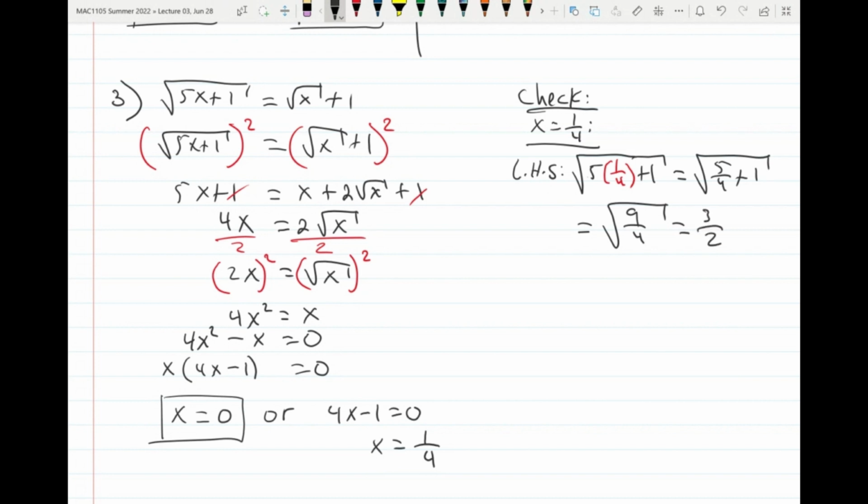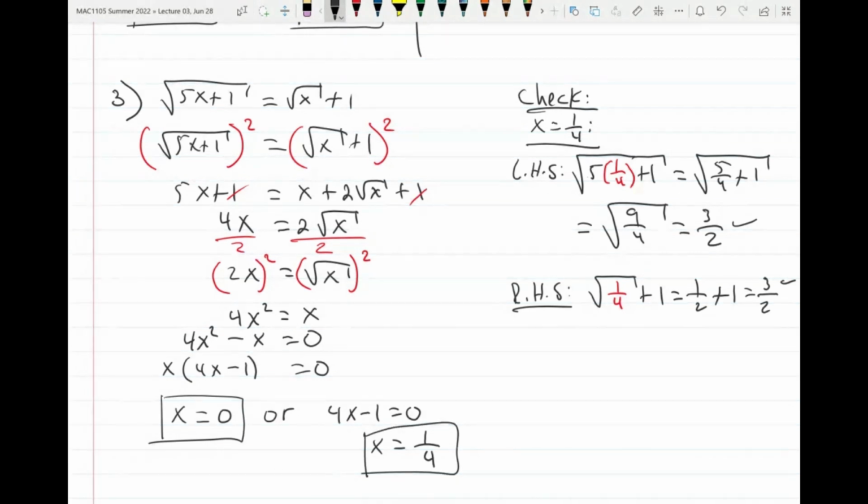Okay. Now let's go to the right-hand side and plug in. So we have square root of a quarter plus 1. So square root of 1 over 4, that's 1/2. 1/2 plus 1 is 3/2. So we're good. This is also a solution. But remember, you have to check because sometimes there could be one of these guys that does not work. Okay? And then you have to ignore it. So you have to be careful.